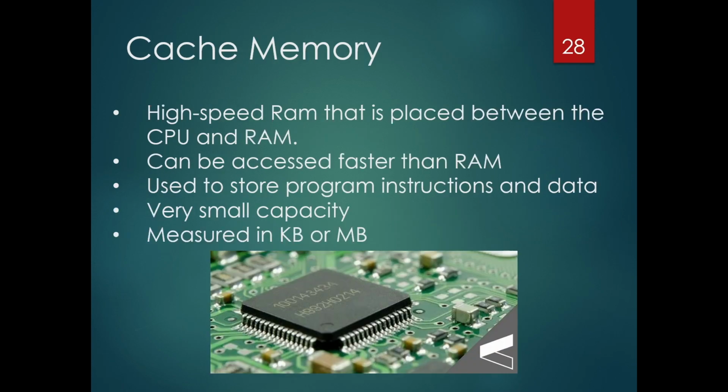Right. Then we also have our cache memory. Now this is high-speed RAM that's placed between the CPU and the RAM, and it can be accessed faster than RAM. Now, what is it used for? There they tell us. It's used to store program instructions and data. Very small capacity. Okay, so like kilobytes.